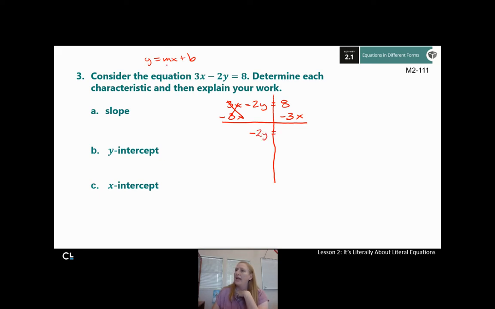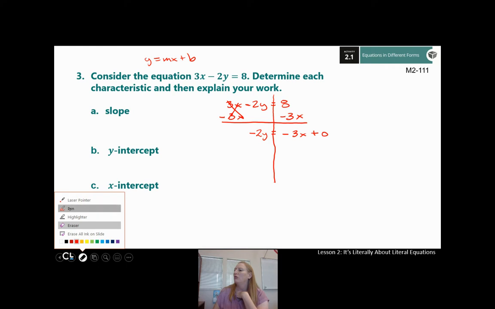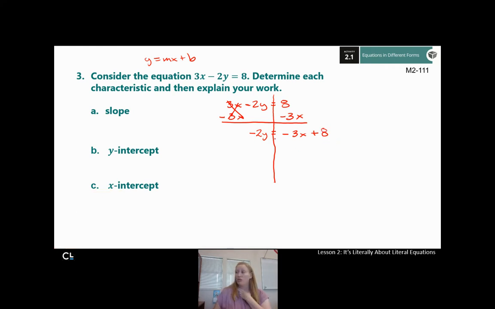Now I do like the x to be in front. So I'm going to write this as negative 3x. And because that's a positive 8, I'm going to put plus 8. Ooh, I don't like that. Don't do that, little pen. Why do you do that, little pen? Better. So now I have negative 2y equals negative 3x plus 8. Already, this is feeling a little better.